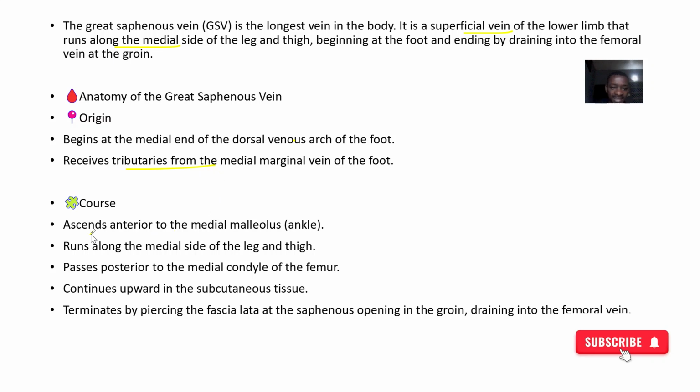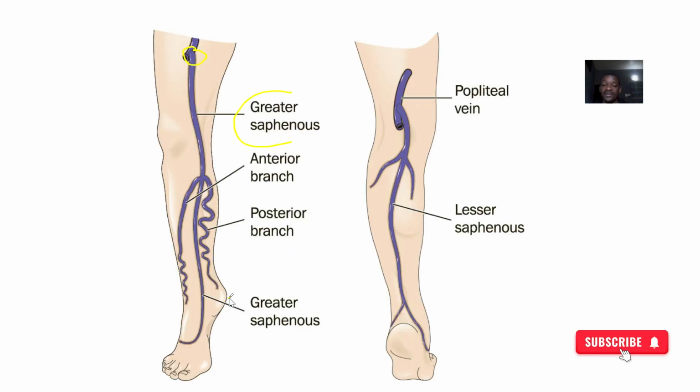So it ascends anterior to the medial malleolus. It runs along the medial side of the leg and the thigh, passes posterior to the medial condyle of the femur. It continues upward in the subcutaneous tissues and terminates by piercing the fascia lata at the saphenous opening in the groin. Okay, then it now becomes the femoral vein.